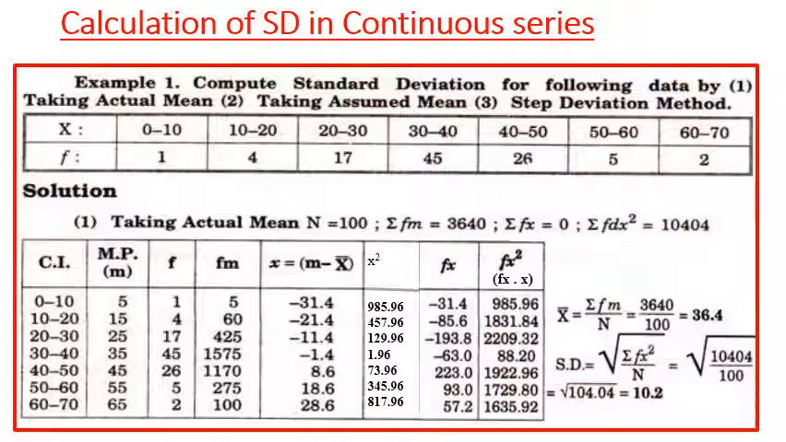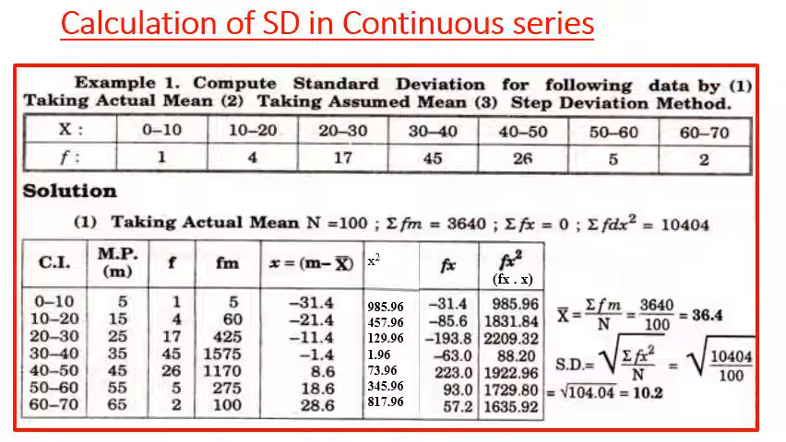Then that will be your mean. X bar is equal to summation of fm divided by n. Summation of fm is 3640. This column you can sum. You take the summation 3640 divided by 100, that is your mean. So here your mean is 36.4.